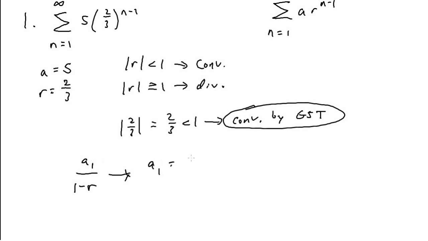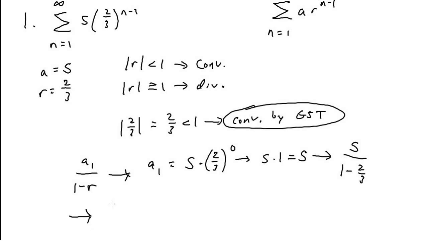a sub 1 is going to be equal to 5 times 2/3 to the 1 minus 1, or to the 0 power. Anything to the 0 is 1, so 5 times 1 is going to equal 5. So we'll get 5 over 1 minus r, and our r value is equal to 2/3. So 5 over 1 minus 2/3. 1 minus 2/3 is obviously 1/3. So 5 over 1/3 is equal to, when I divide by 1/3, I multiply by the reciprocal. So 5 times 3. And the series will converge to the value of 15.